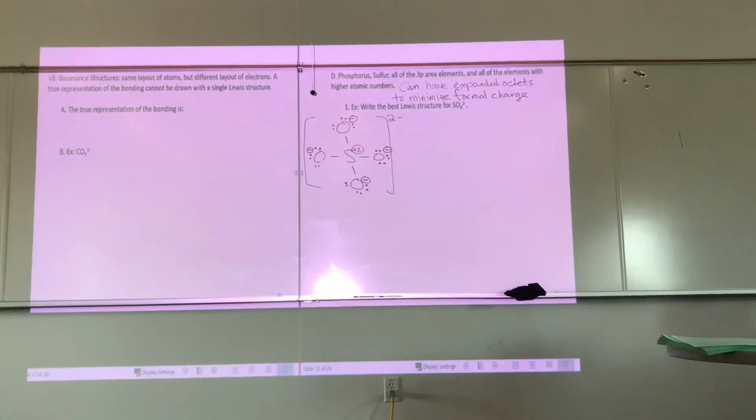Note, 2p area, boron, carbon, nitrogen, oxygen, fluorine, and neon, should it ever bond, never have expanded octets. They will always have what's called an octet, which is what we're used to. So what's new is you can have an expanded octet.